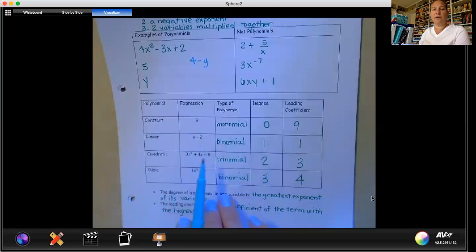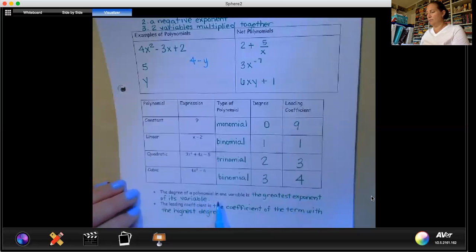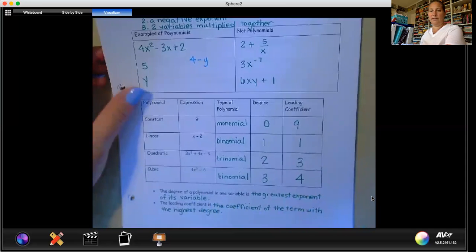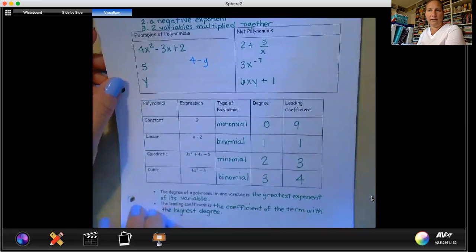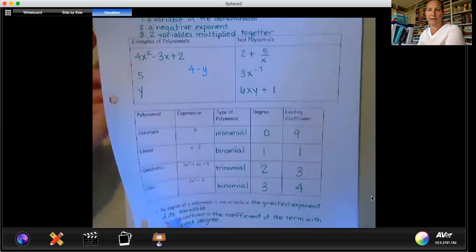Quadratic has a degree of 2, highest exponent. 3x squared plus 4x minus 5 is a trinomial. Leading coefficient is the number in front of x squared, which is 3. Cubic function, 4x cubed minus 6. This is a binomial. Degree is 3, highest exponent. Number in front of the degree is 4. So here's your definition. The degree of a polynomial in one variable is the greatest exponent of its variable. The leading coefficient is the coefficient of the term with the highest degree. At any point, feel free to pause your video and get down what you need.